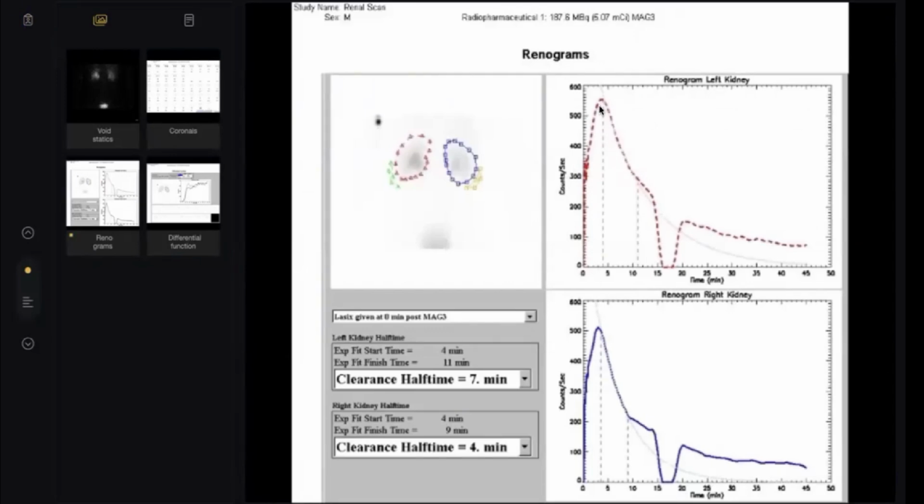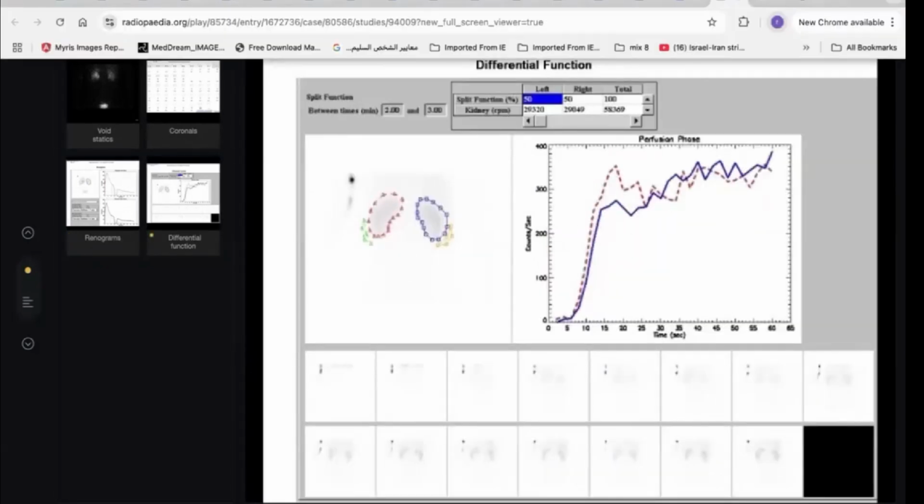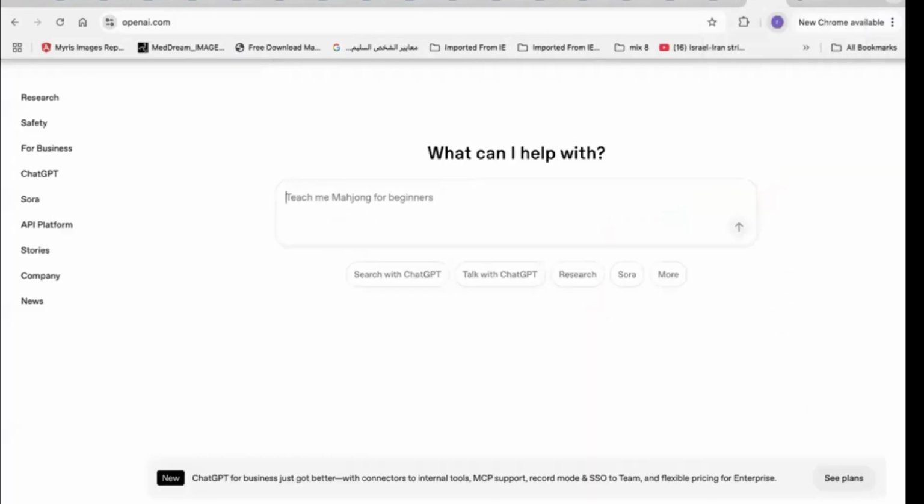Time to peak less than 5. Clearance half time less than 10. And both kidneys are similar. So it is normal. Thank you, doctor. Thank you so much, sir. Next candidate.